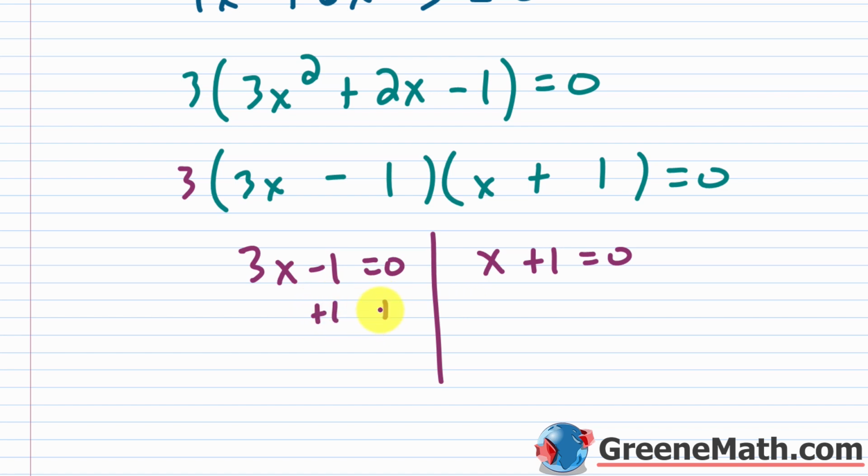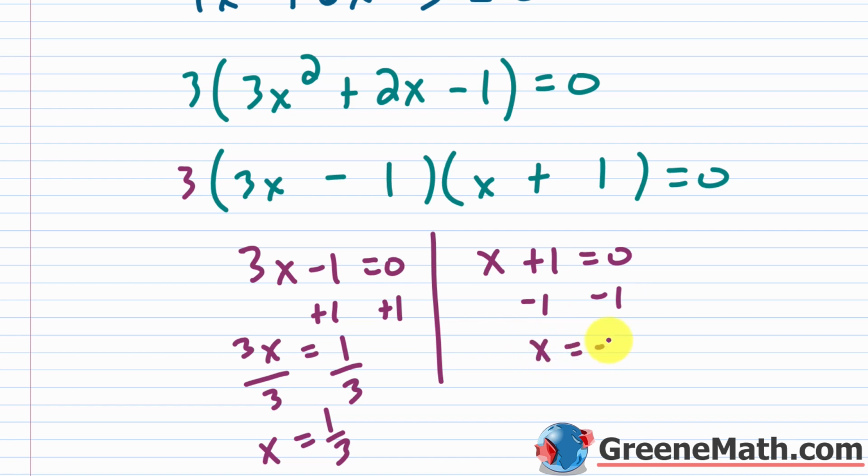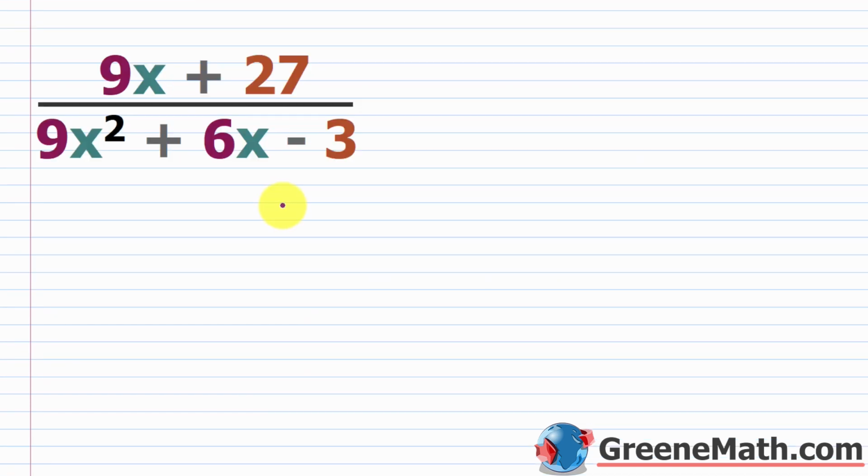For this one, I would add 1 to each side. I would get 3x is equal to 1. Divide both sides by 3. And I would get x is equal to 1/3. Over here, I would just subtract 1 away from each side and get x is equal to negative 1. So let's erase everything and let's go ahead and set this up. So the set of all x such that x is not equal to, we'll say -1 and then 1/3.